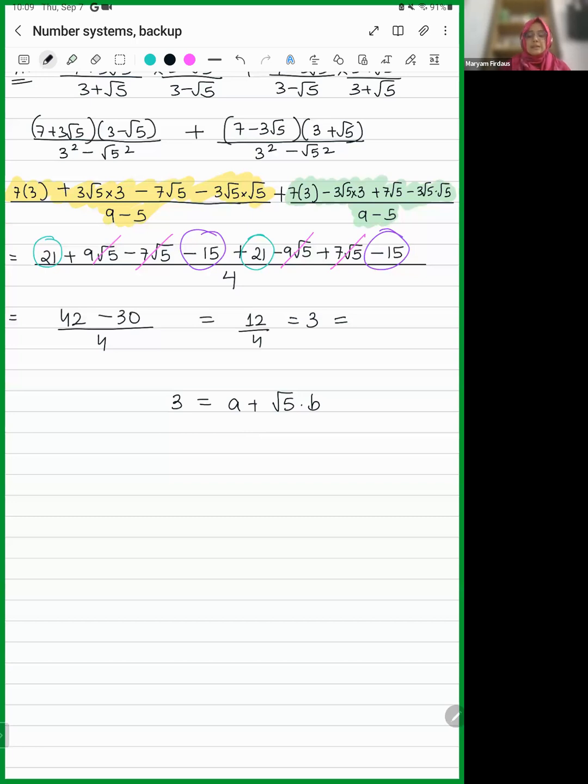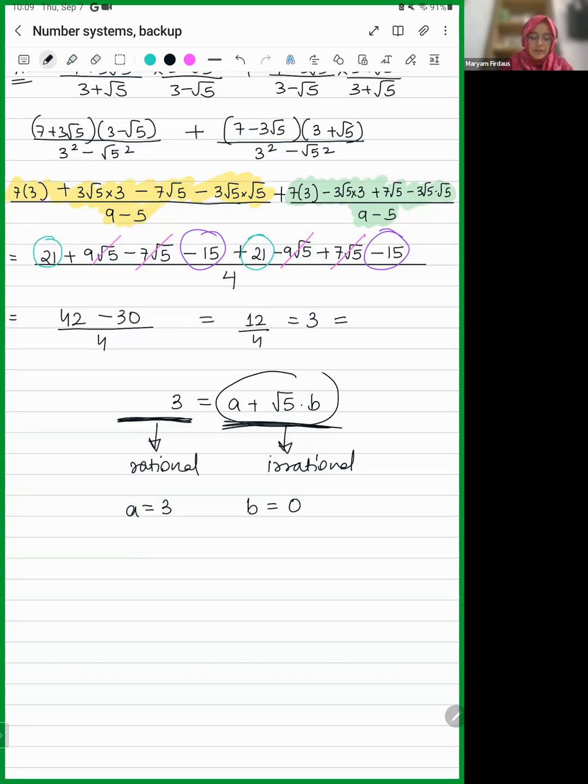So what we need is, we will now compare it like this. The left hand side is a rational number or irrational number? Rational number. And the right hand side looks to be irrational, right? So how about if we say that A is equal to 3 and B is equal to 0? Then what will happen?